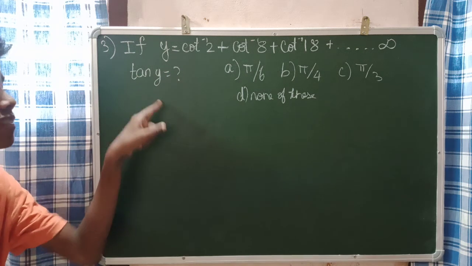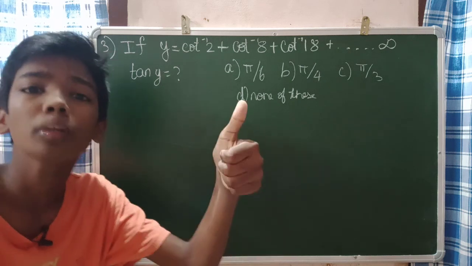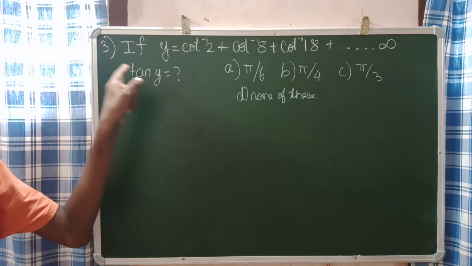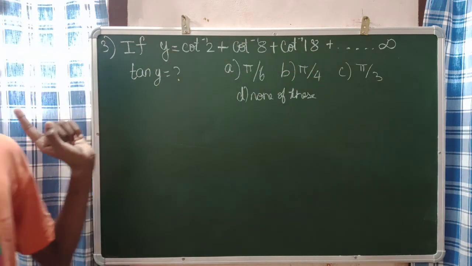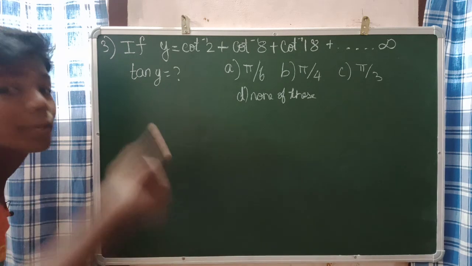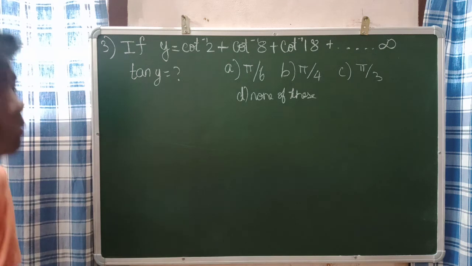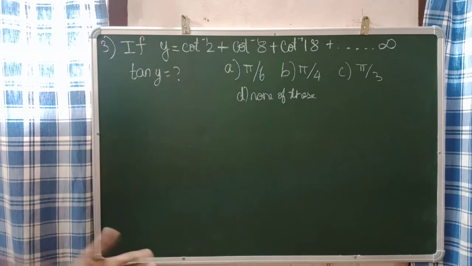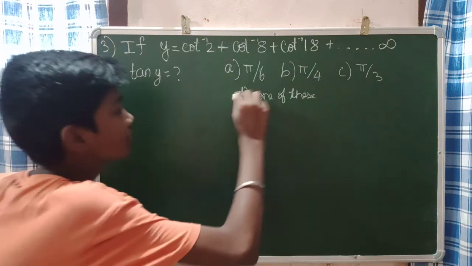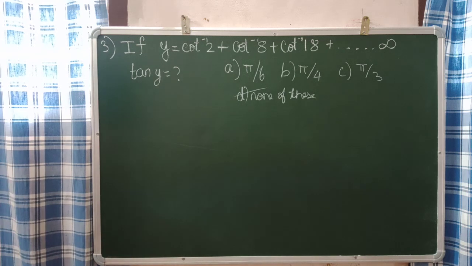So tan of y will be tan of that angle. Tan of the sum of angles will be a value. If this summation y is an angle, then tan of that angle, tan of y, will be a value, a constant. Either it can be 1, either it can be 2, but we don't know. But in the options, we are not at all having a value, we are only having angles. This shows that none of these is the correct answer for this question. This is a good way to solve this question.